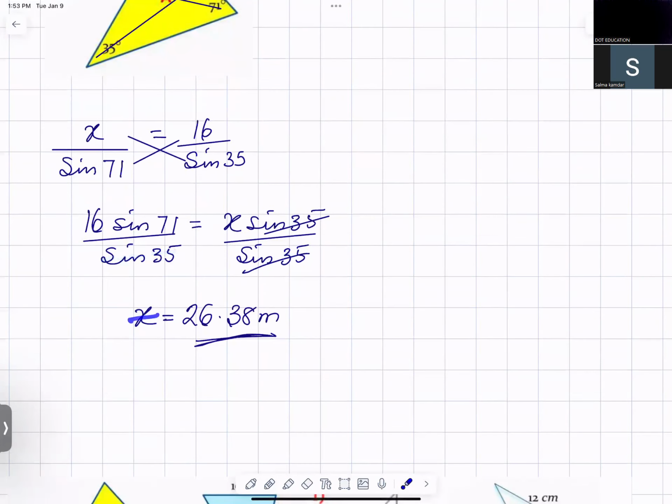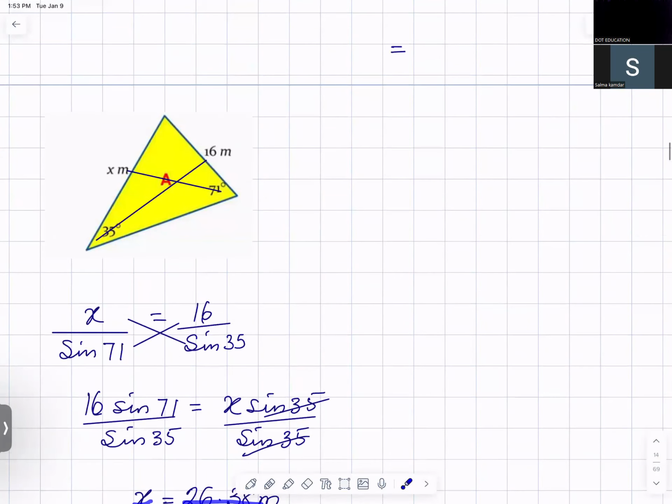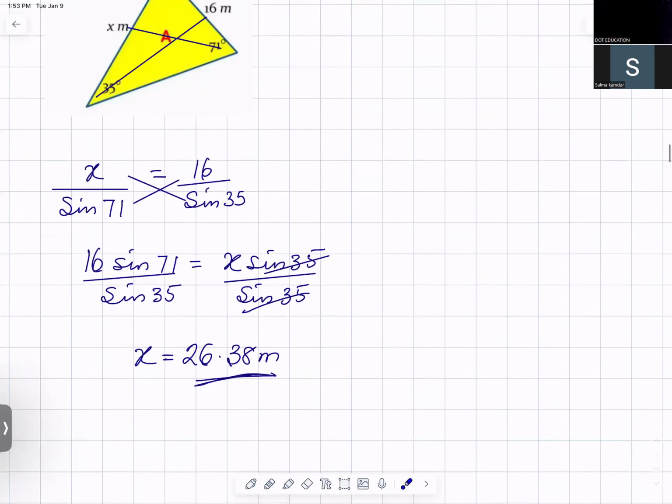So my x value will be 26.38 meters. So I have x as 26.38 meters. My x value is already gotten here as 26.38 meters.